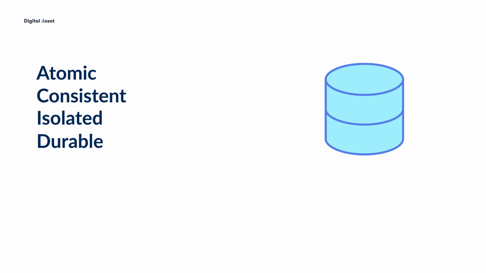Consistent is about changes not leaving the database in an invalid state. Changes should be isolated, meaning they happen one after another and don't overlap. And durable means the change persists, even in the event of a failure later on.